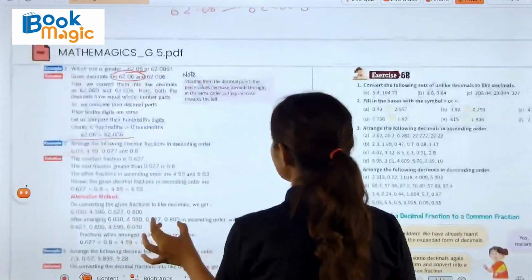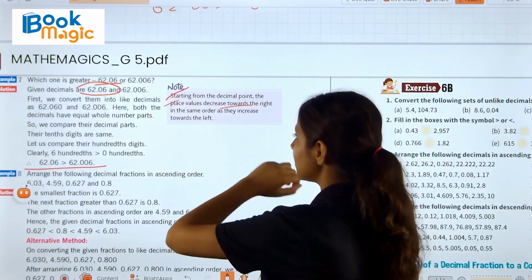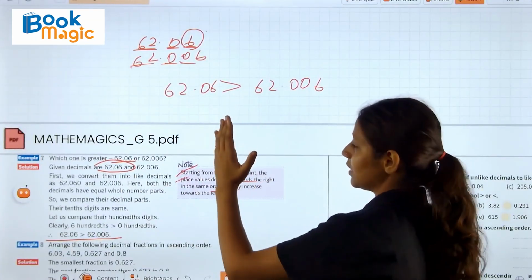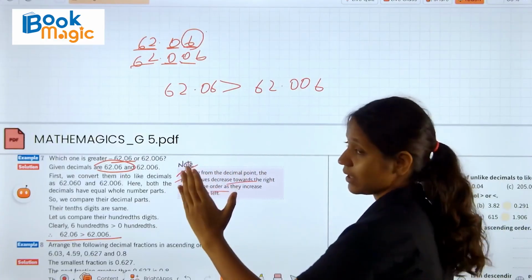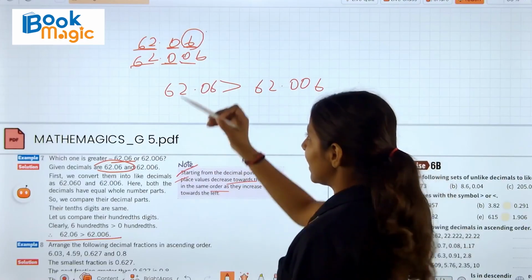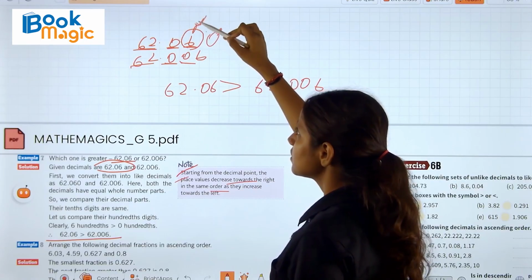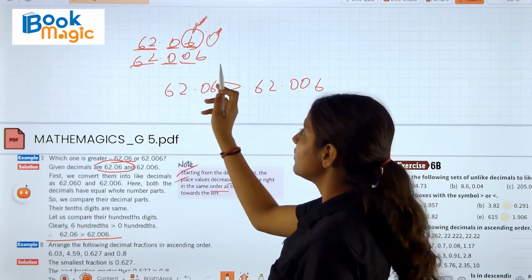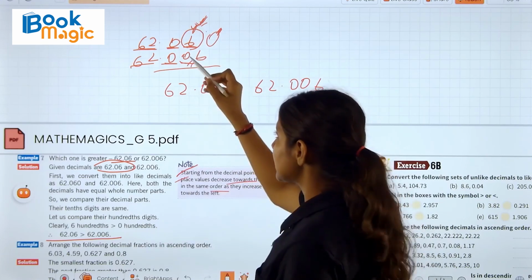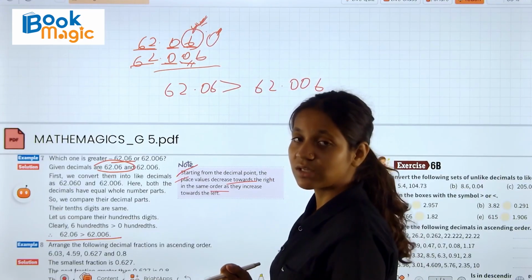Here we have a note. Starting from the decimal point, the place value decreases towards the right in the same order as they increase to the left. So, when we go this way, we know that the value increases. In the same way, if we go to the right, the value will decrease. That means the value here and the value here, so this is greater. Okay, here we can see this is greater than this. If it is having 5, it is 6. So we have to just check which one is greater and which one is smaller.